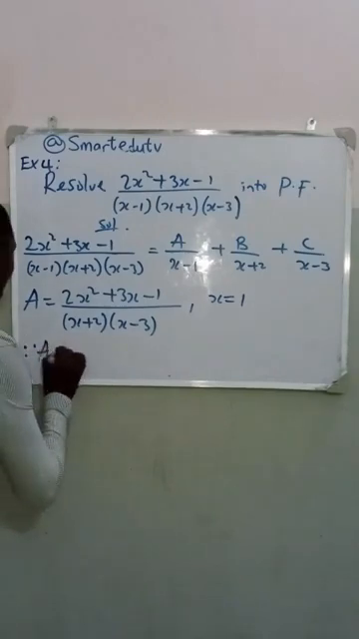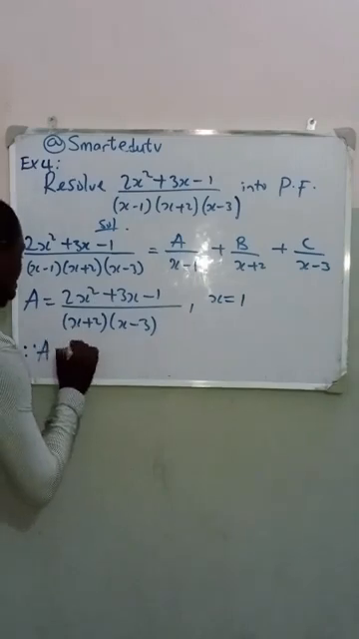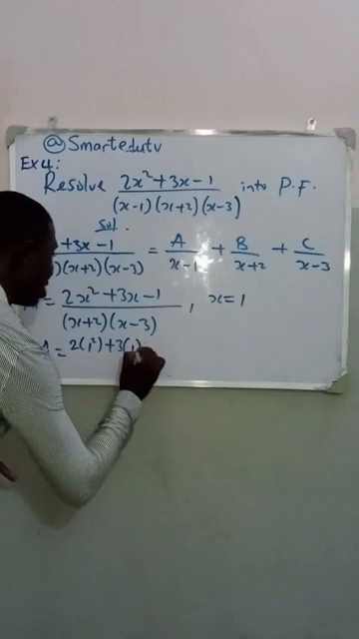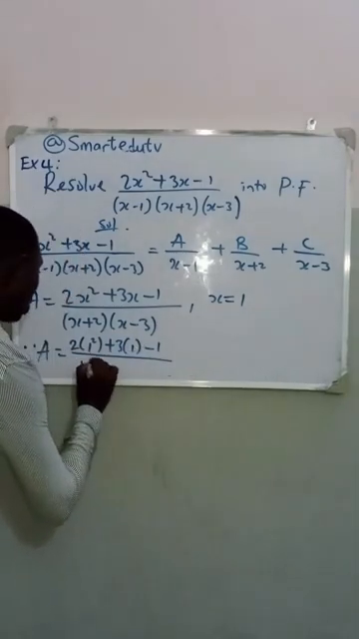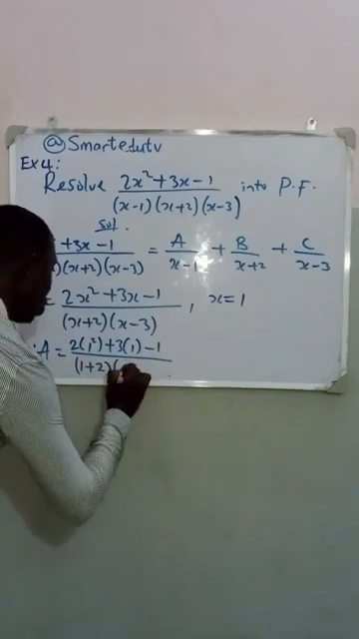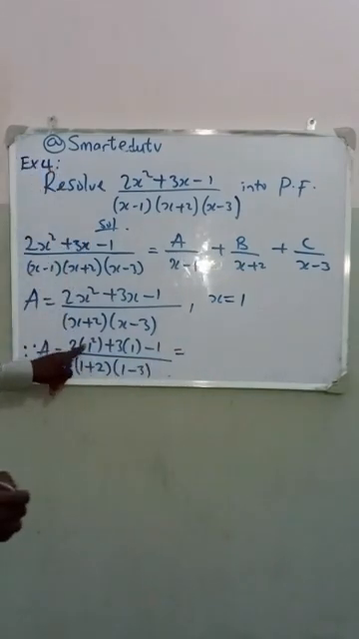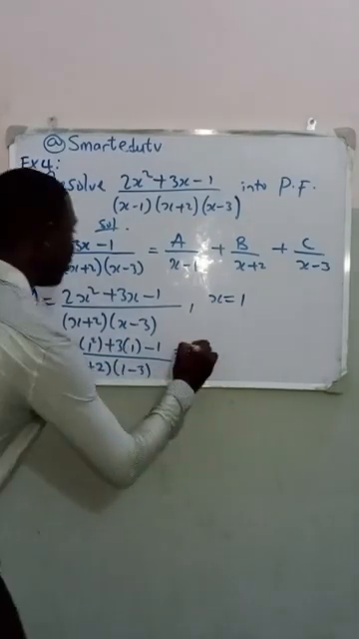Therefore, to get the value of A is going to be 2 into 1 squared plus 3 into 1 minus 1, divided by 1 plus 2 into 1 minus 3. This will give 1 squared is 1, times 2, that's 2, plus 3. 2 plus 3 is 5. 5 minus 1, we have 4.